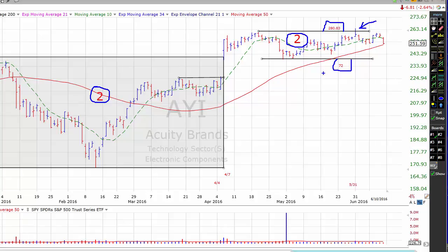And a move above the 280.83 area on at least 140% of average daily volume may be of interest to aggressive traders. More conservative traders might want to stay away from this one. It has an average daily volume of only 600,000 shares, and that's a fairly thinly traded stock. It could see some volatility.